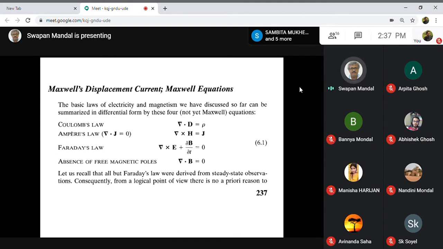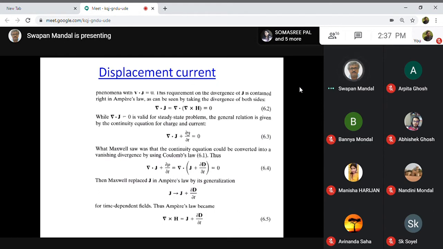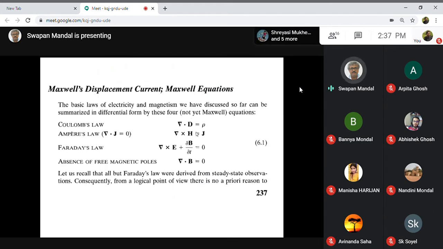Divergence of D equal to rho, this is basically Coulomb's law, okay? I am talking about the SI system, that is why the equation is written in this SI system. So this is basically Coulomb's law, divergence of D equal to rho. You are already familiar with what I mean by D and what I mean by rho.